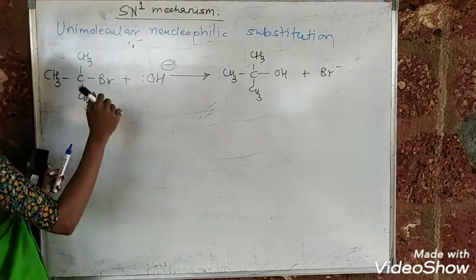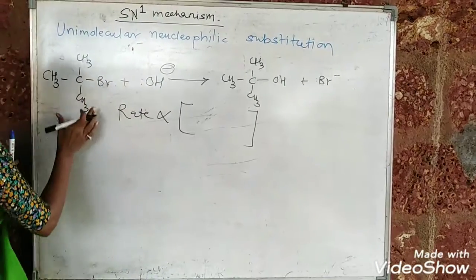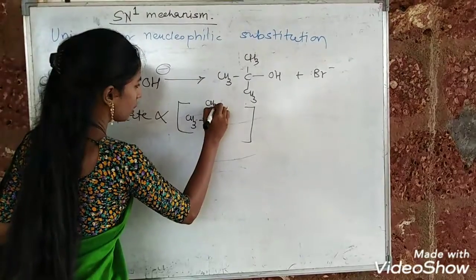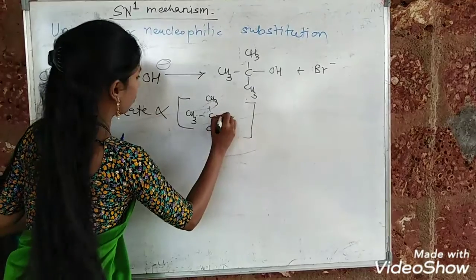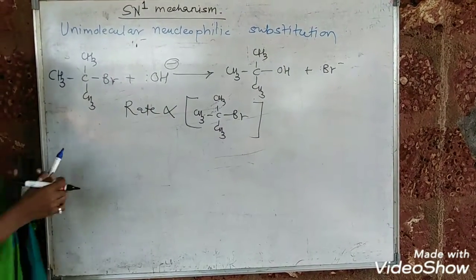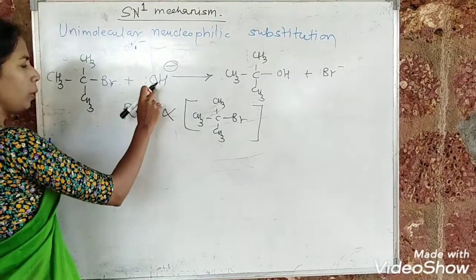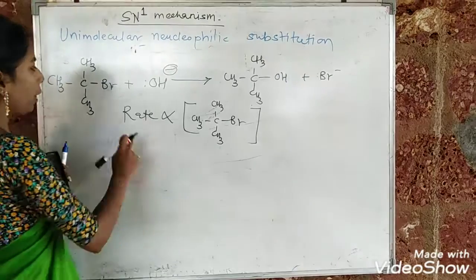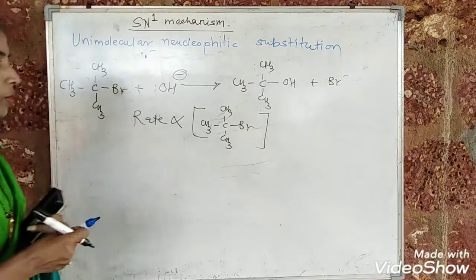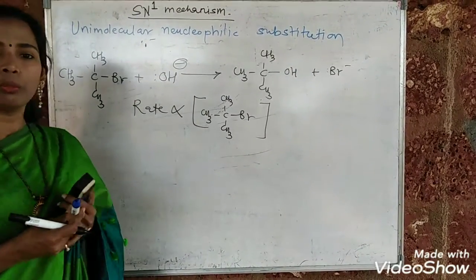So the rate of this reaction is directly proportional to the concentration of only one substrate. In this particular rate equation, or rate law, the nucleophile is not present, and therefore the rate of this reaction is independent of the concentration of nucleophile and depends only on the concentration of tertiary alkyl halide. So this reaction is called a first order reaction, and the molecule present is only one, and therefore it is called a unimolecular reaction.